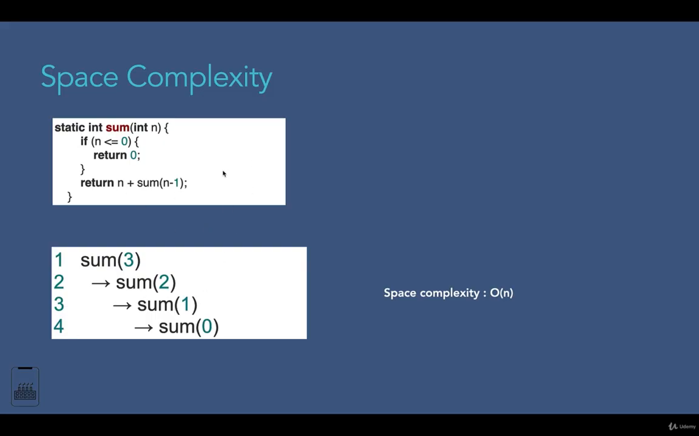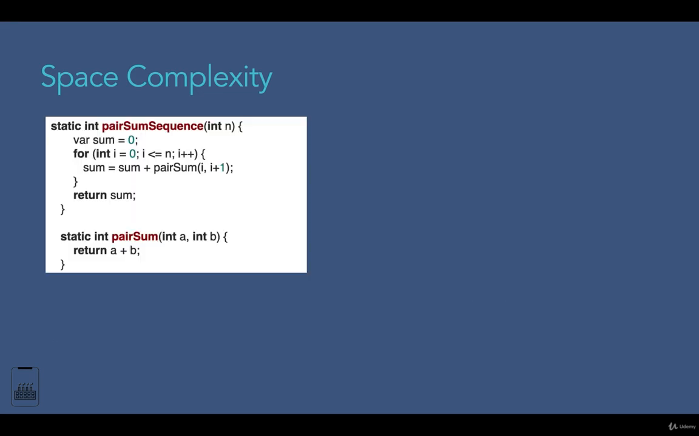On the other hand, there are some cases where n calls do not take O(n) space complexity. It means not all cases of n calls require O(n) space complexity. For example, in this case, we are calling the pair sum function inside the pair sum sequence function n times. But the space complexity is O(1) because we don't have to remember the previous call to come back to it. So in this case, the space complexity will be O(1).